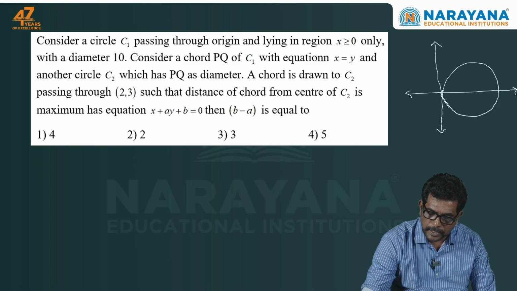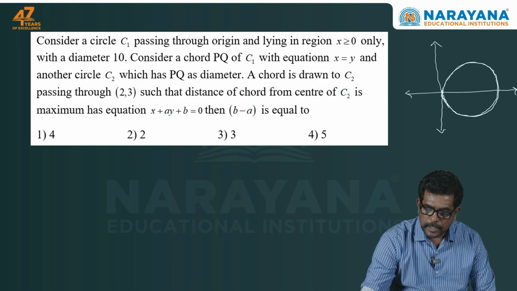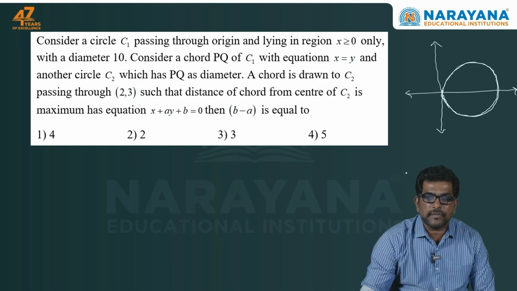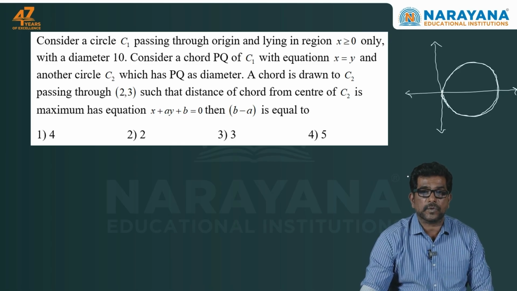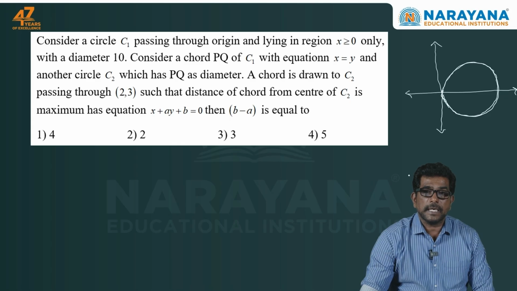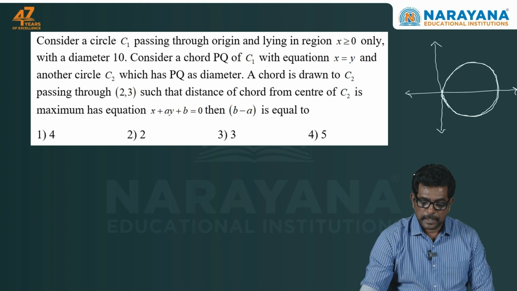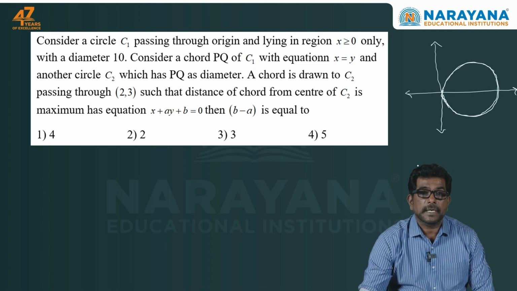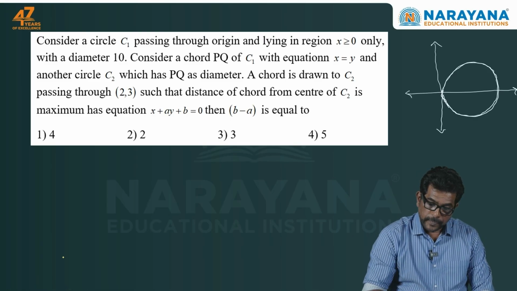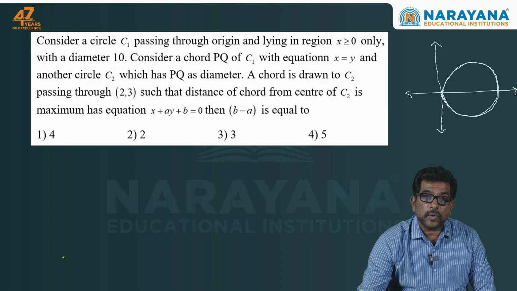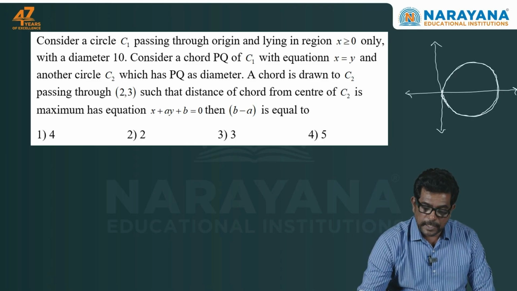Passing through the origin and x is always greater than or equal to 0. That means the circle lies completely either in the first quadrant or in the fourth quadrant. Next, here the diameter is 10. Consider a chord PQ of C1 with equation x is equal to y.